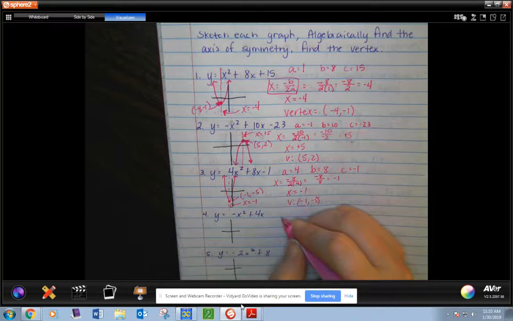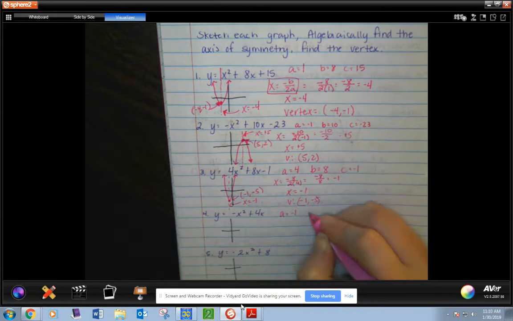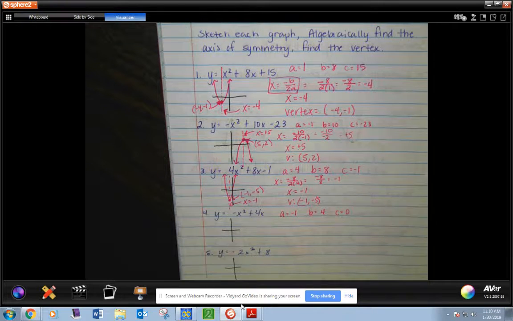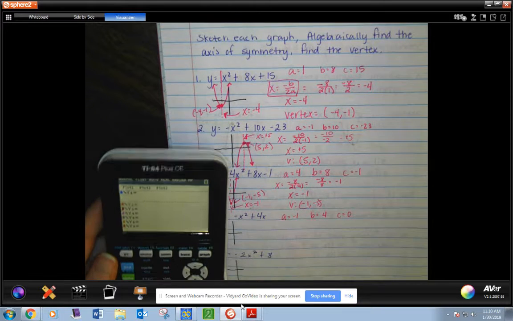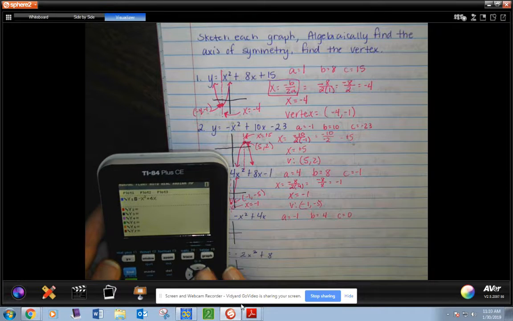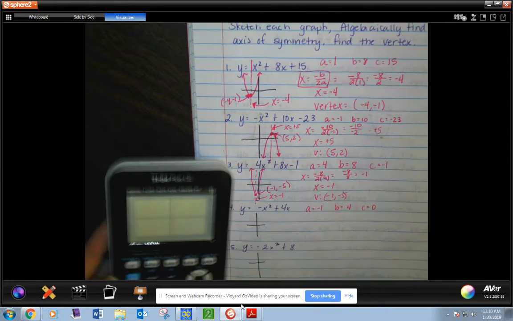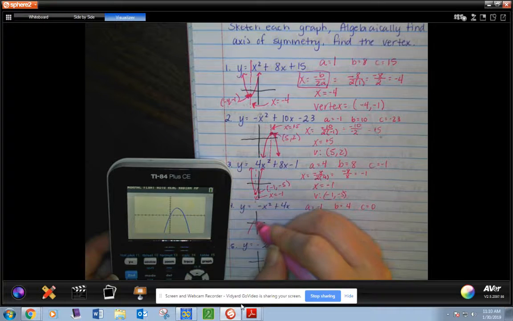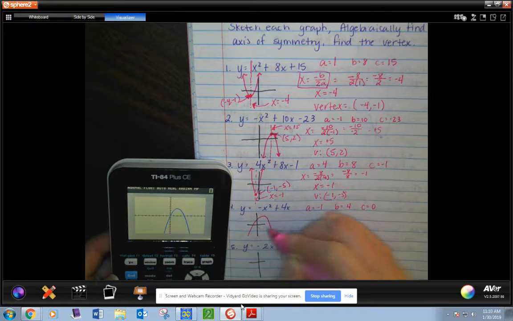Okay, for the next one, my A is negative 1, my B is 4, and my C is 0. I don't have a number by itself. So I'm going to go ahead and clear this out and type it in. Negative x squared plus 4x. And we're going to graph it. Okay, something like that.